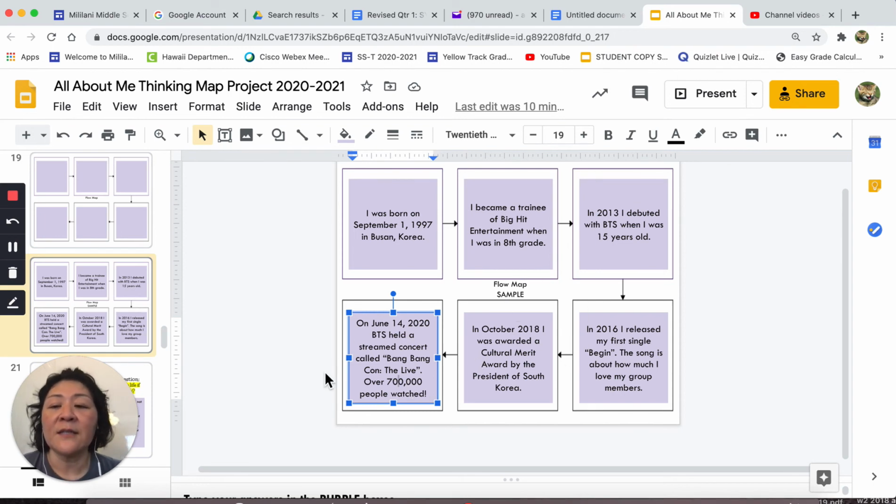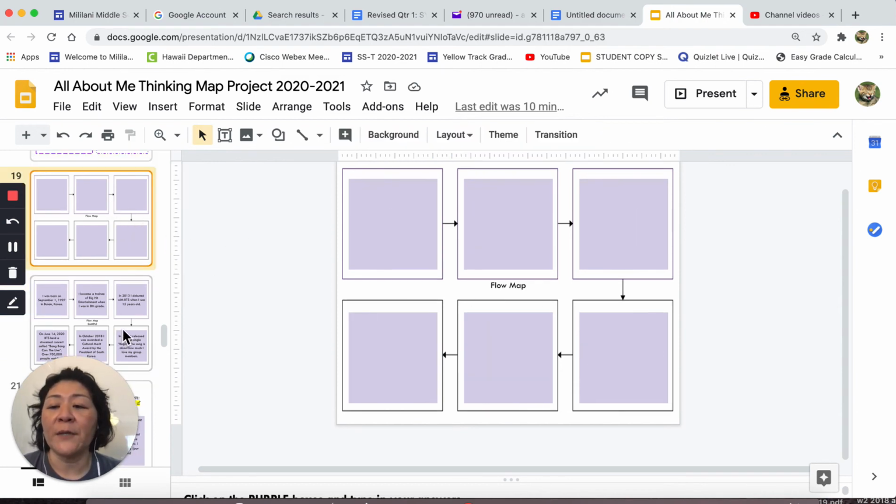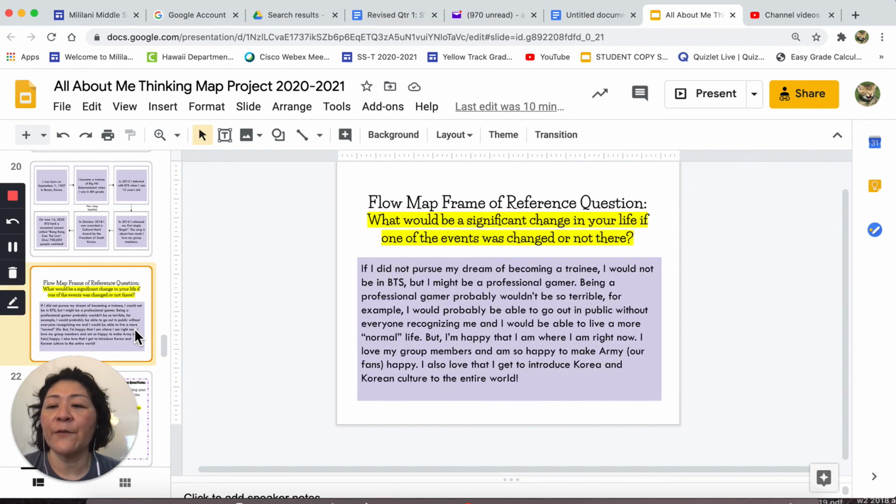As you see, it's a sample. You will fill your thinking map, this one, with your own information. But I want to go down to the frame of reference. So the question you're going to answer is, what would be a significant change in your life if one of the events was changed or not there? And for my example, I wrote this as an explanation, an answer to this question. If I did not pursue my dream of becoming a trainee, I would not be in BTS.